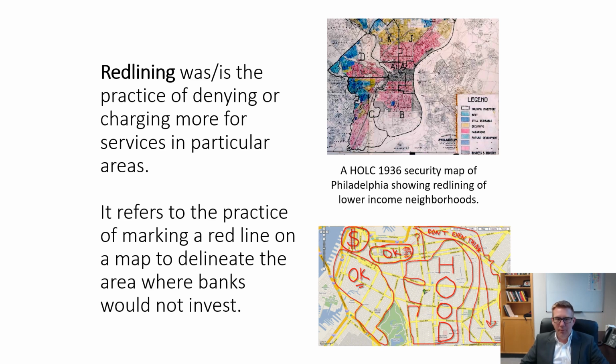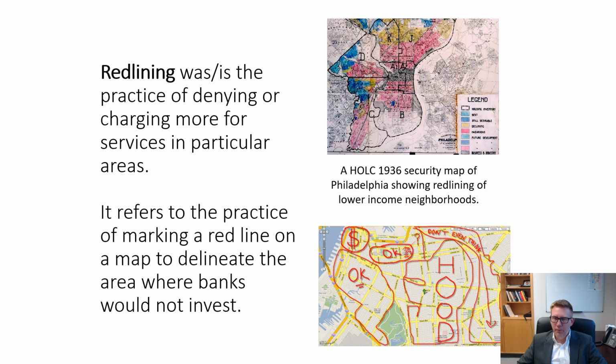Redlining, by the way, is an old practice of denying or charging more for particular services in areas. This was a case where African Americans would be denied loans or charged an exorbitant amount in interest based on where bankers would draw a line on a map. If you were on one side, in maybe a white neighborhood, things were good, and on the other side, loans were not easy to get.